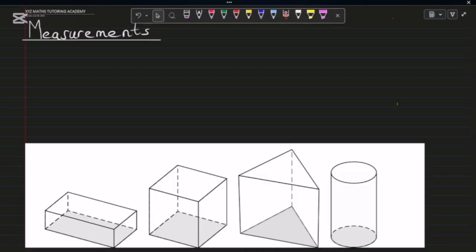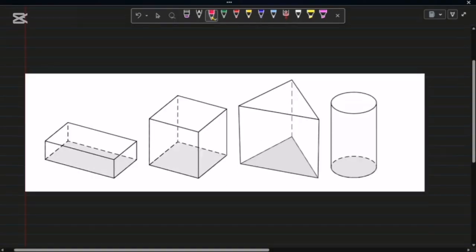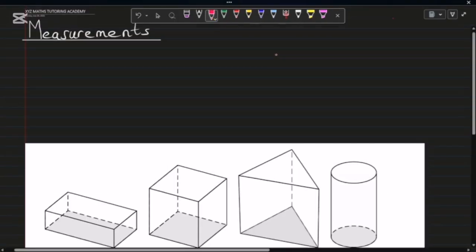Okay, we are still busy with measurements. Now, in this session, I want us to talk about the measurements associated with 3D. So, we are talking about 3D objects.